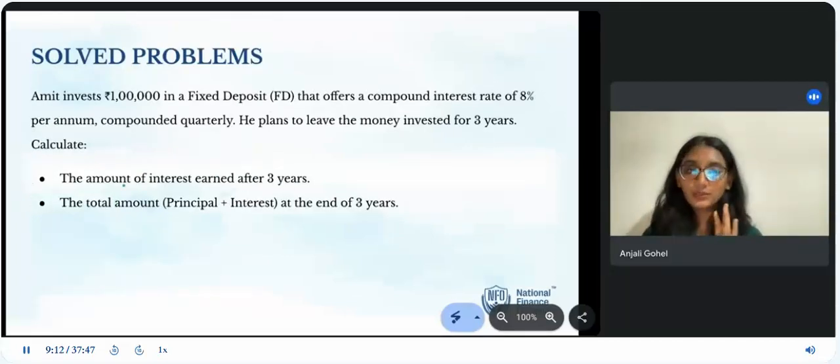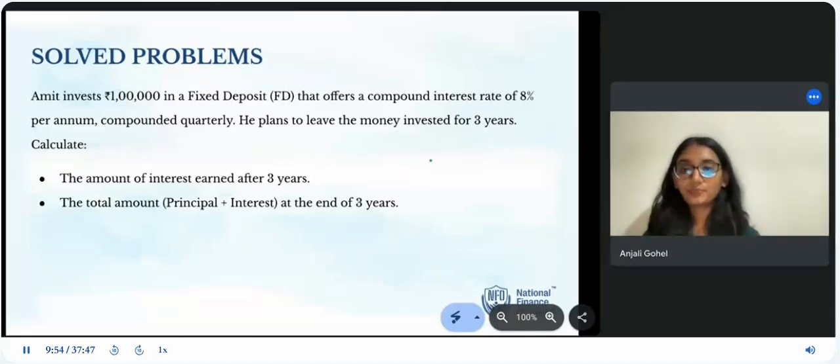You can pause the video here, read the question, try solving it by yourself and then come back to check your answer. Here the question is saying Amit invests rupees 1 lakh in a fixed deposit that offers a compound interest of 8% per annum, compounded quarterly. This is something I have already explained, so you can start working on it if you have not yet started. He plans to leave the money for 3 years. You have to calculate how much interest will be earned and what is the total amount that will be with Amit after the 3 years of tenure.